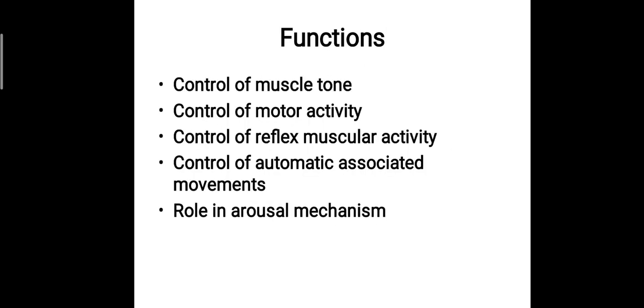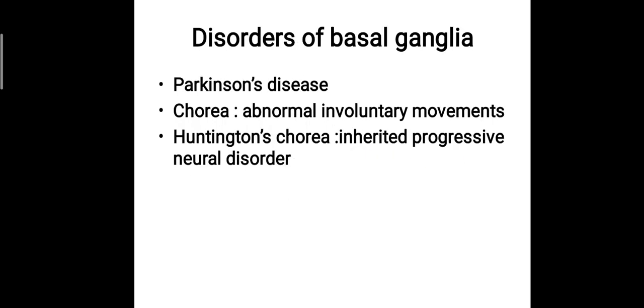The functions of the basal ganglia include the control of muscle tone, the control of motor activity, the control of reflex muscular activity, the control of automatic associated movements, and a role in the arousal mechanism. These are the basic functions of the basal ganglia. They work in a synchronized manner and make all these actions possible. If something happens to these structures, it can cause certain disorders of the basal ganglia.